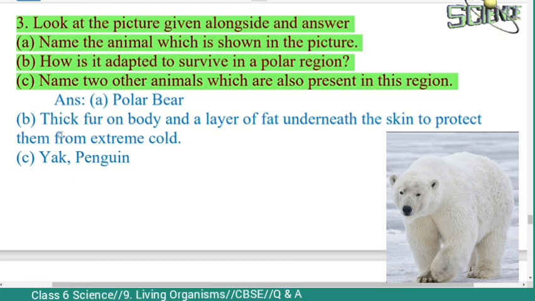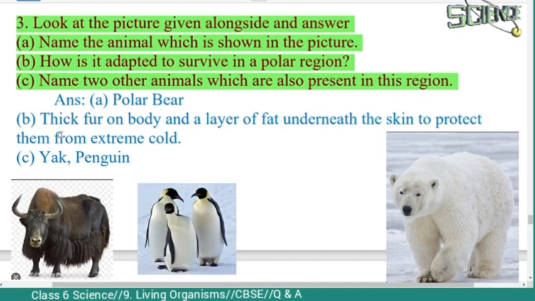And how is it adapted to survive in the polar region? It has thick fur on the body and a layer of fat underneath the skin to protect it from the extreme cold. And other animals which are also present in this region are yak and penguin.